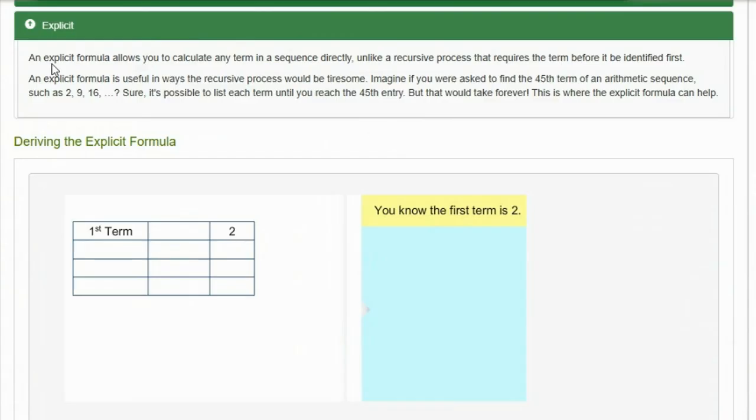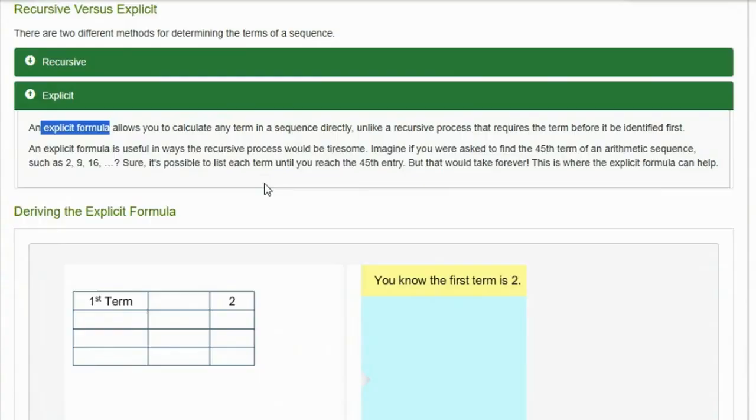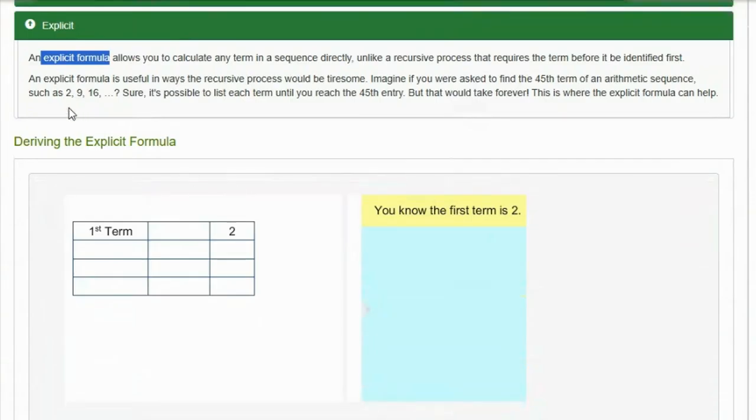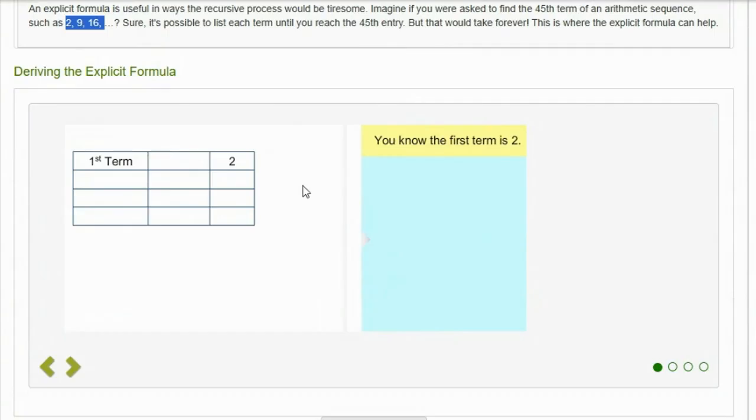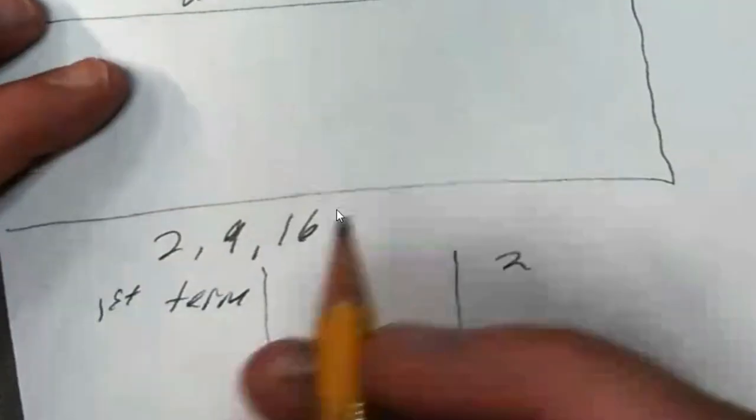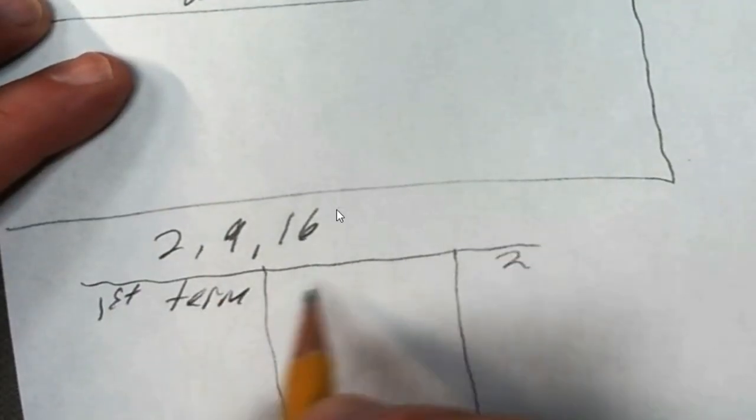So there's something called the explicit formula, which means we can calculate directly. We can jump straight to number 33 and figure that out. So let's see, they're going to use, okay, 2, 9, and 16 is what we're going to do. Let's see if we can figure out how to find an explicit formula.